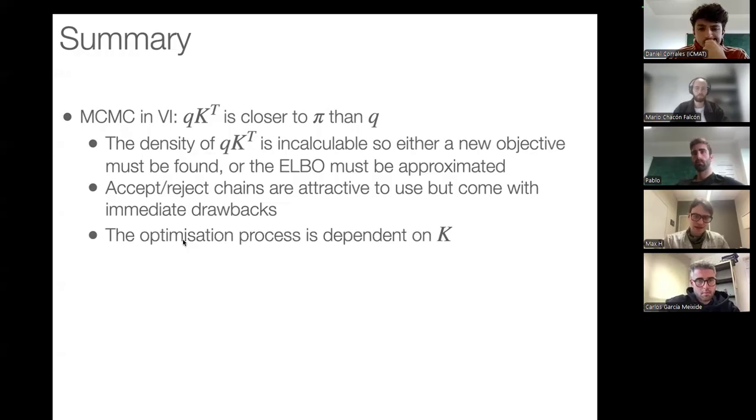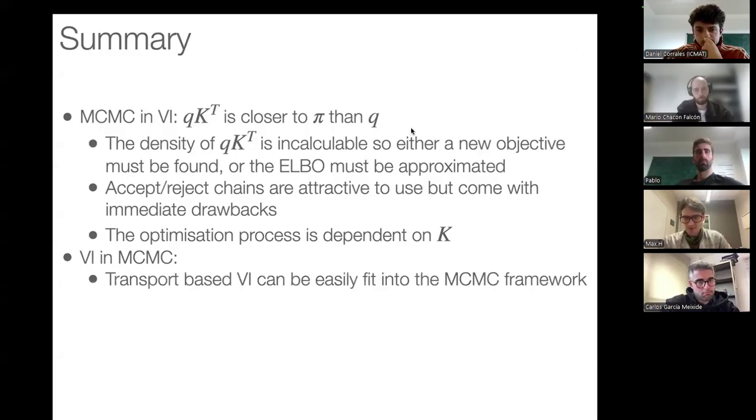And then we also kind of saw from the first paper that the optimization process depends on how efficient the Markov kernel K is. Okay. Now, if we want to take our variational inference method and do it within an MCMC method, we have the following lessons.